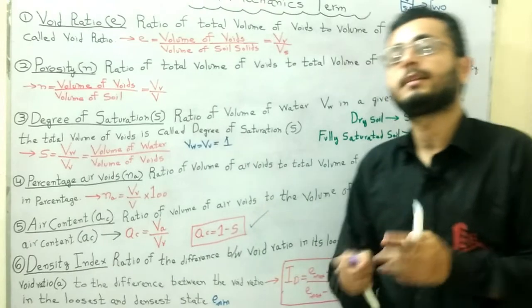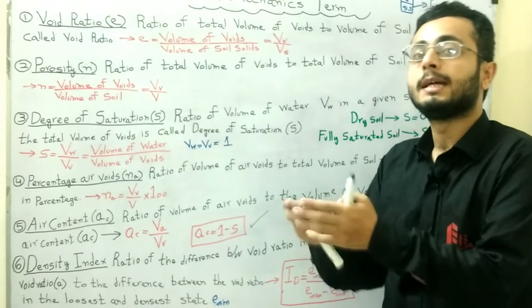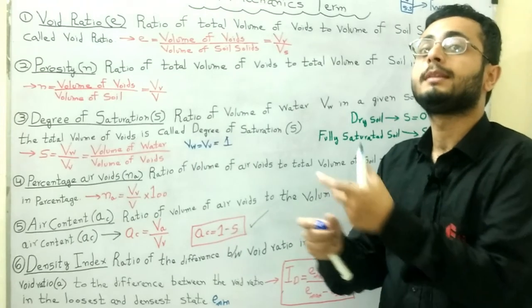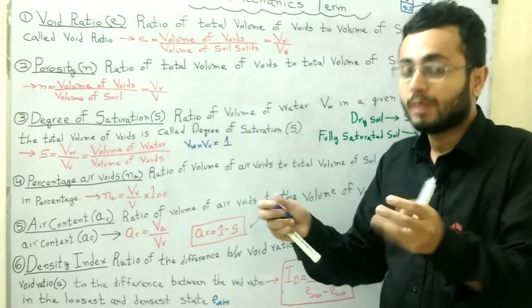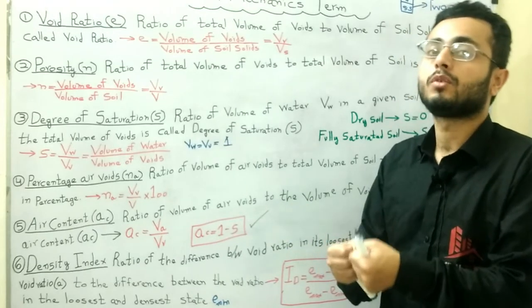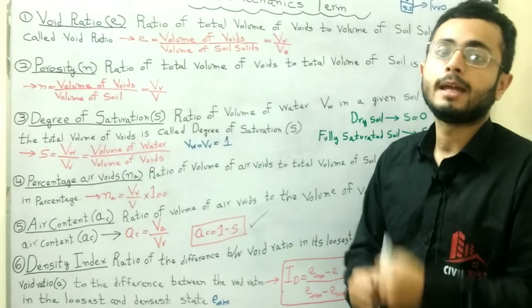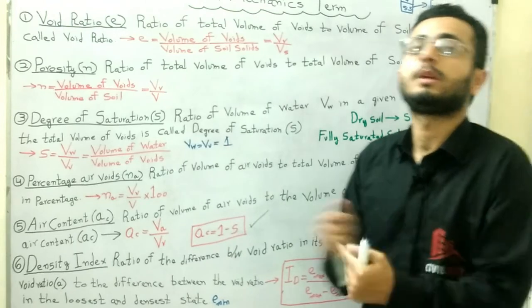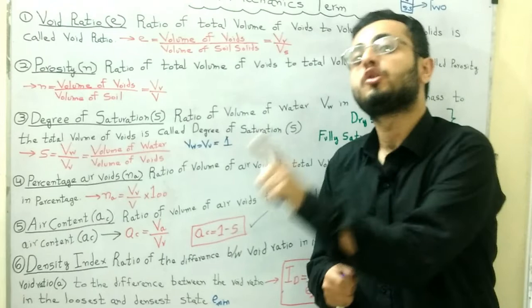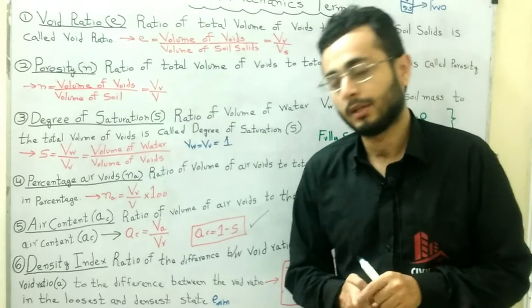Here we have to understand that when our void ratio is maximum, then due to the maximum void ratio, our soil will be in the looser state. But when the soil is dense and there are fewer voids, then our void ratio will be minimum. And from all these values, we will calculate density index or relative density, which will be used in the numericals of this topic of soil mechanics.